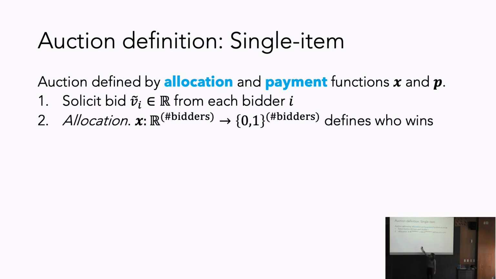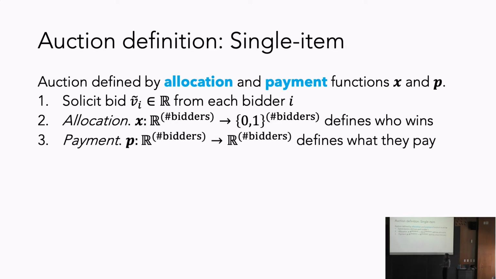The allocation function x maps from the vector of bids to a 0-1 vector of length the number of bidders, and this defines who wins the item. In particular, this resulting 0-1 vector will have a 1 in the ith component if buyer i wins, and 0 in all other components. We also have the payment function, which maps again from the vector of bids, this time to a vector of length the number of bidders, and it defines what the bidders pay. The ith component of this vector is how much bidder i has to pay.